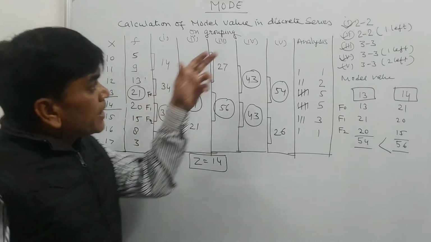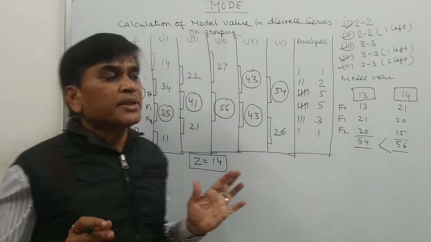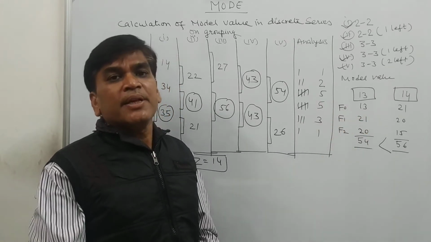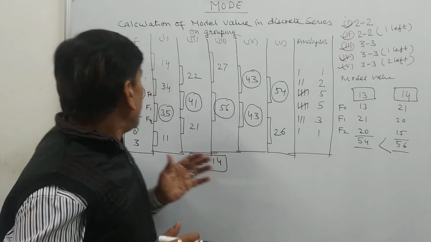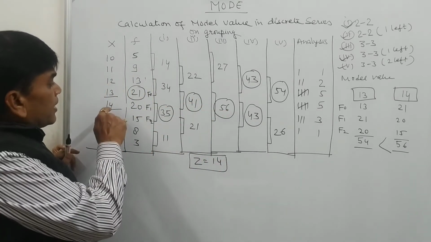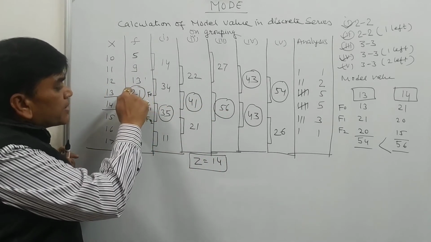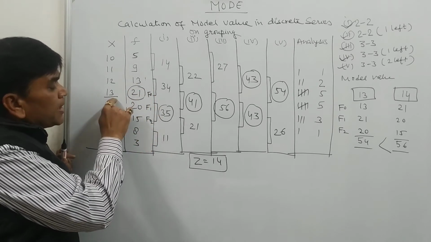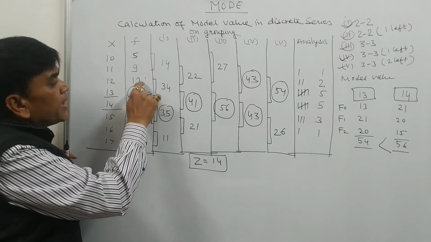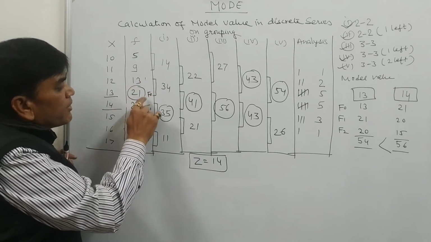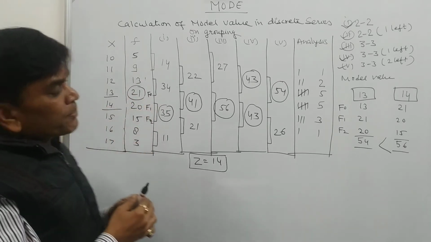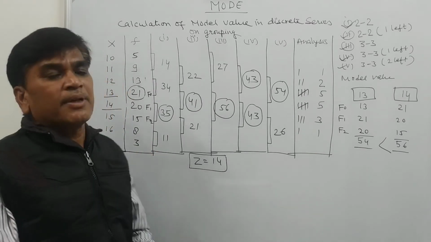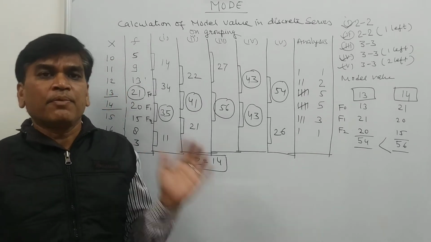So if you are getting equal items, you should not worry about that. What you have to do is see where the collection of frequency is higher. In this particular case, at 14 the collection of frequency, adding pre or post, is 56. If 13 is the mode, the collection of frequency adding pre or post is 54. In 14 we are having 56. So 56 is higher than 54. That's why we will say that our real modal value will be 14.